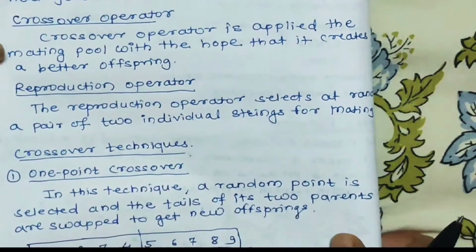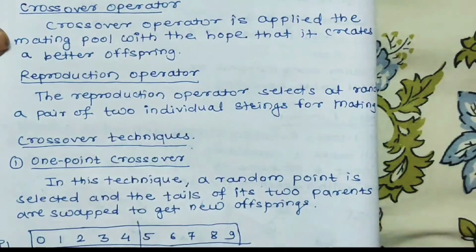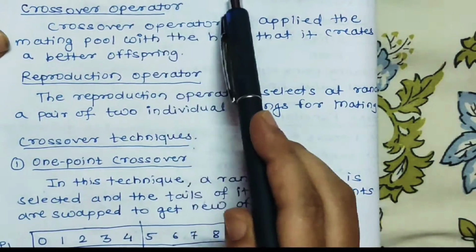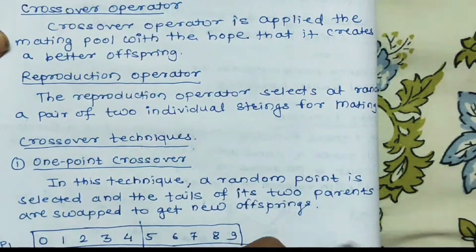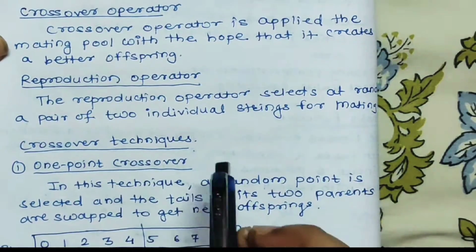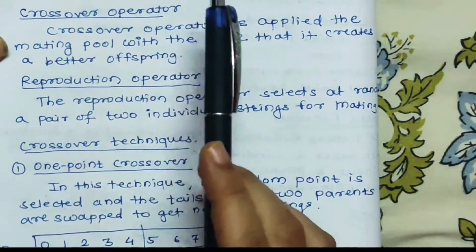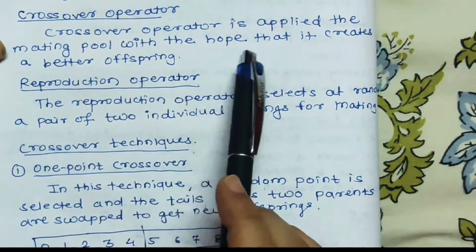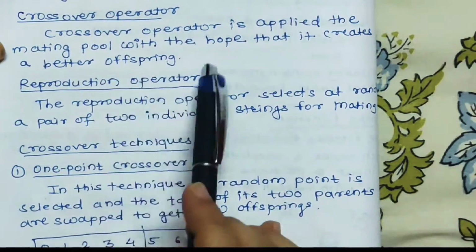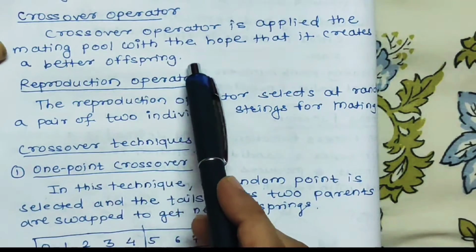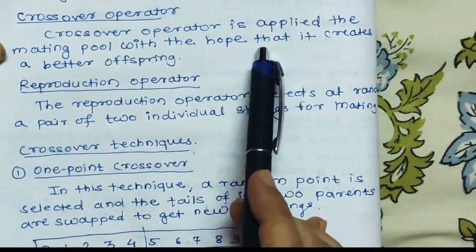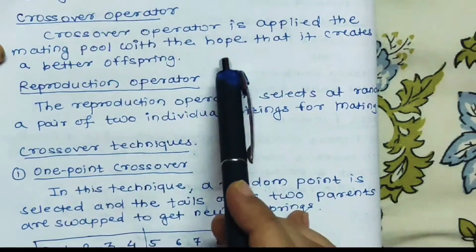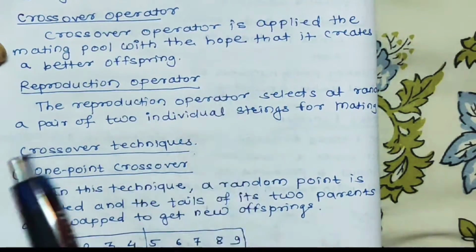Now we will discuss what the various operators are. There are various operators like the crossover operator, the reproduction operator, and various crossover techniques. So we start with the crossover operator. The crossover operator is applied to the mating pool with the hope that it creates better offspring. Whatever selection we have done, the parents we have selected undergo the crossover operation.